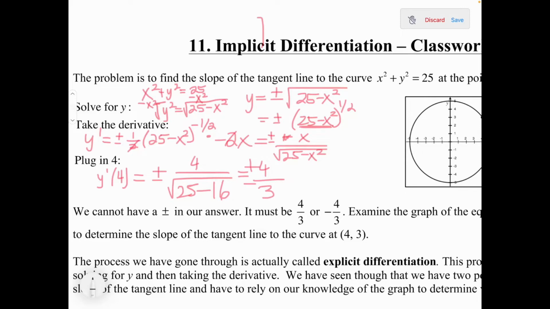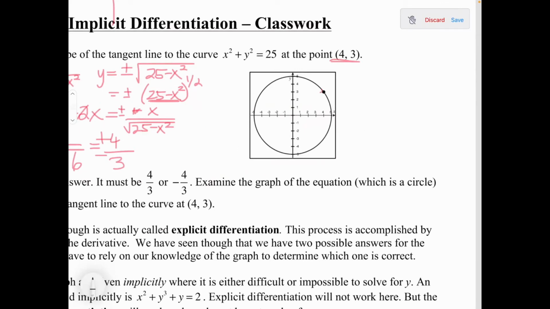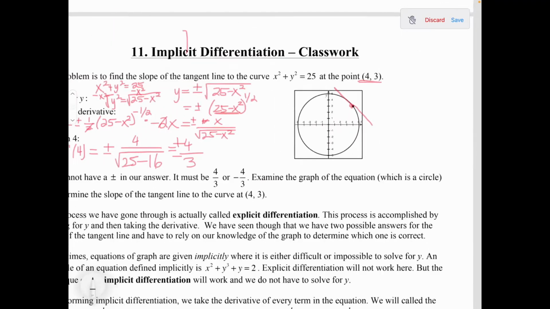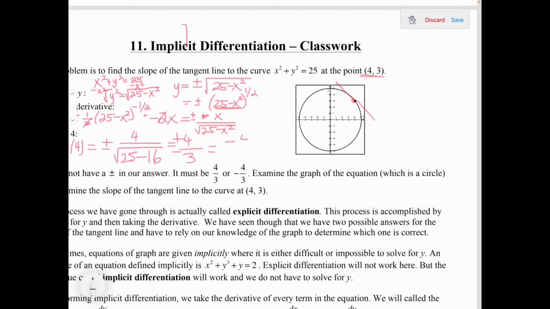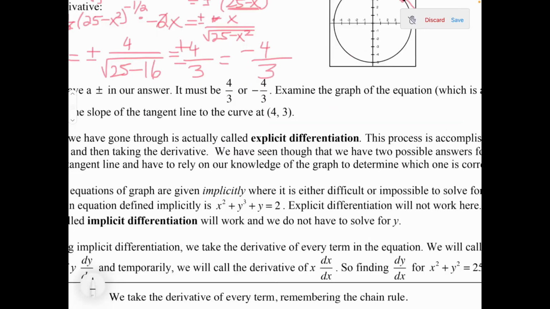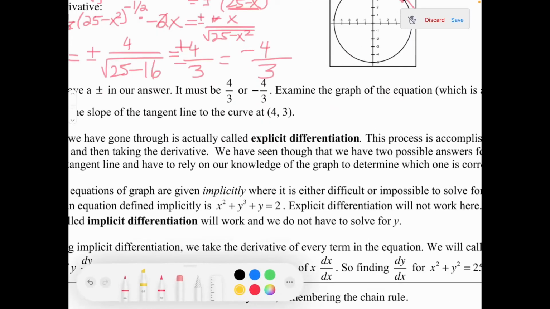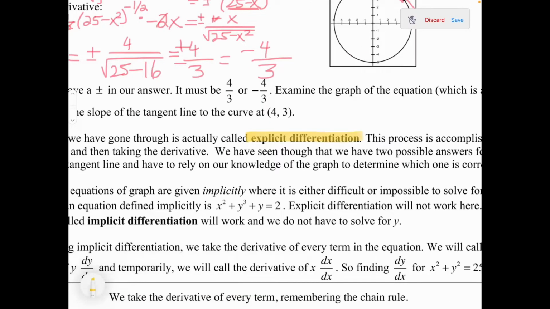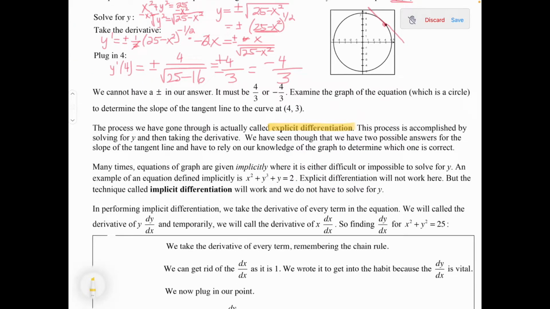It can't be both. We have to look over here at the point (4,3). If we were to sketch that tangent line, that slope would be negative. So we would pick the negative answer in this case. What we just did we would call explicit differentiation. This process is accomplished by getting y by itself, and in this case it was possible. We did see that we ended up with 2 answers, but only one of those answers was correct.